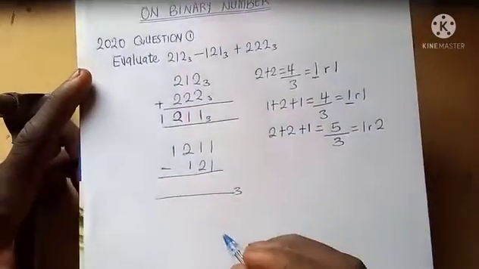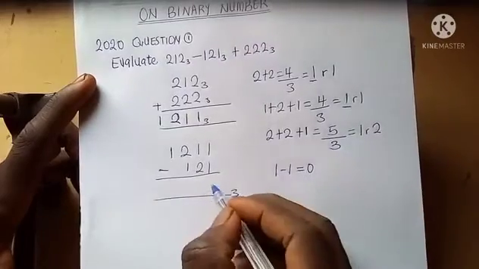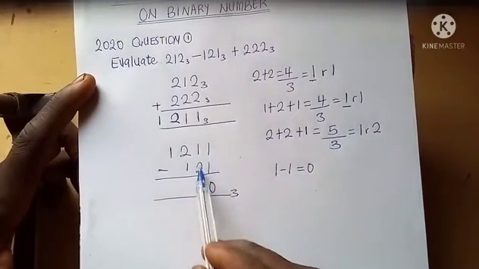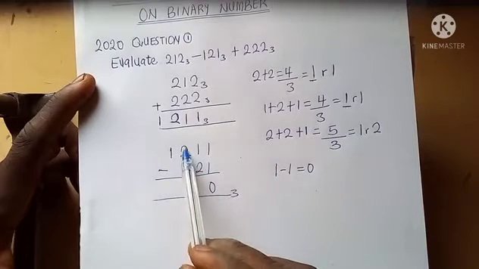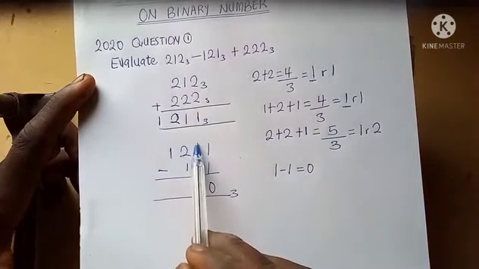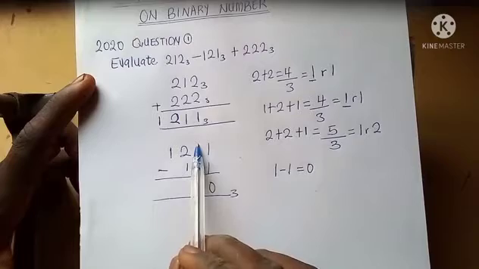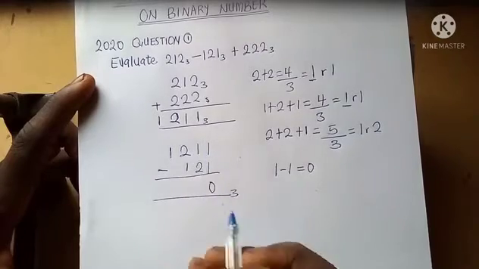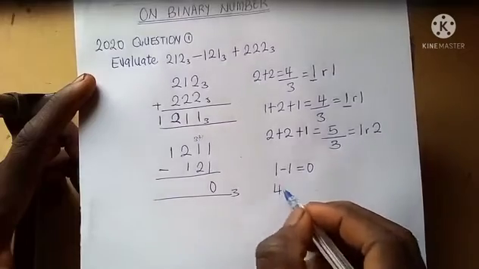So we have 1 minus 1 is equal to 0. We are going to write 0. Now 1 minus 2 is minus 1, so it is impossible. We have to borrow 1 from 2 to that place. So when we borrow 1 from 2, that 2 will remain 1, and that 1 will be 3 plus 1. Why? Because we are dealing with base 3.